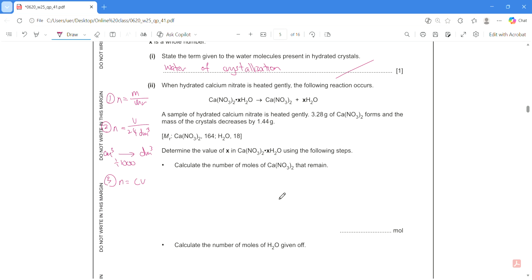Okay, so how do you know which formula to use for the question? You just need to check what info is given. Like here, they give us a mass. So obviously we have to use the first formula. n equals mass over molar mass. The mass 3.28 divided by molar mass, given here as 164, and type in your calculator, we get 0.02.